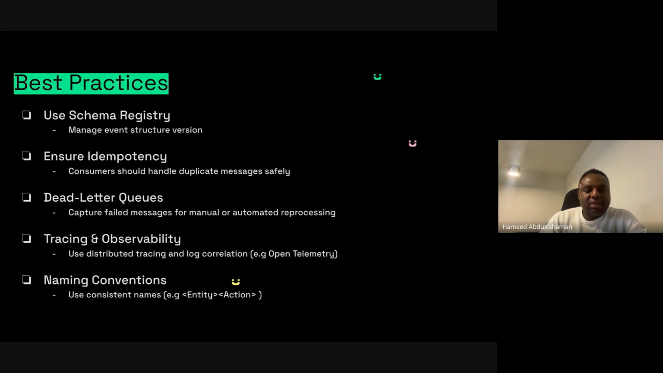So let's go to the best practices when using event-driven microservices. First is the use of a schema registry. Like we said, we have issues around the challenges of schema.